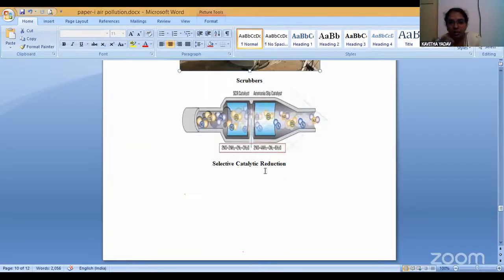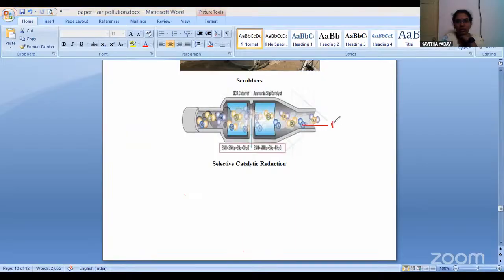This is another mode of the selective catalytic reductions. We already explained selective catalytic reductions, but in this diagram we just mention that it is a selective catalyst. In this also, catalysts will be there. See here, nitrogen, oxygen molecules. These yellow things are the dust particles.